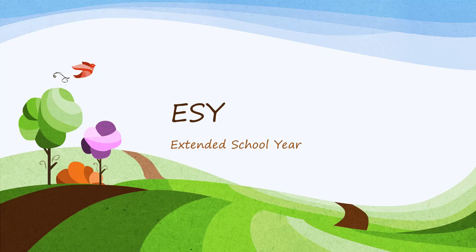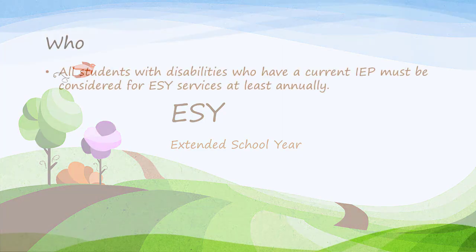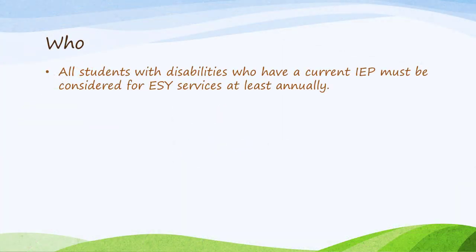This video is about ESY or Extended School Year for students with disabilities. So all students with disabilities who have a current IEP must be considered for ESY services at least annually. But not all students will need ESY. Generally, it's between 5 to 15% of a district's population.